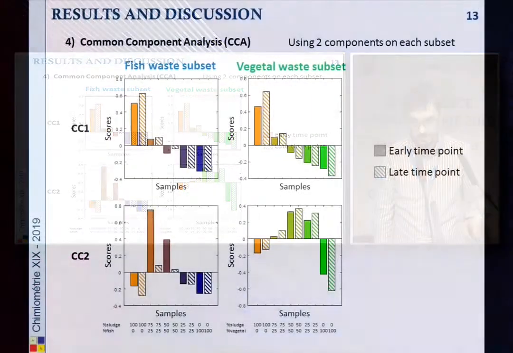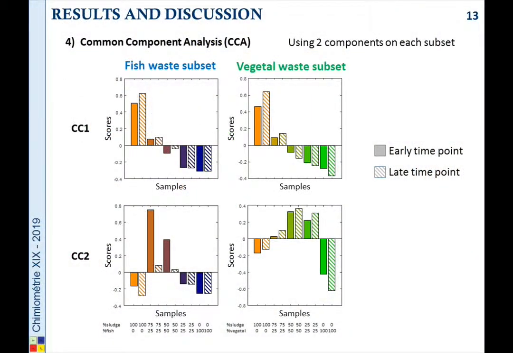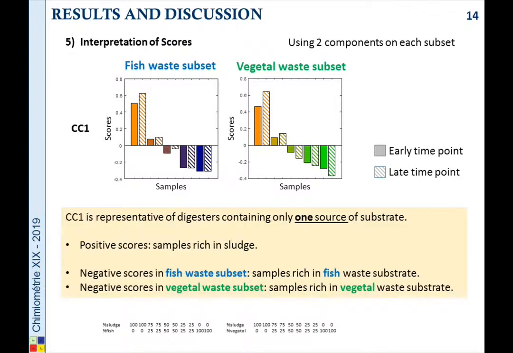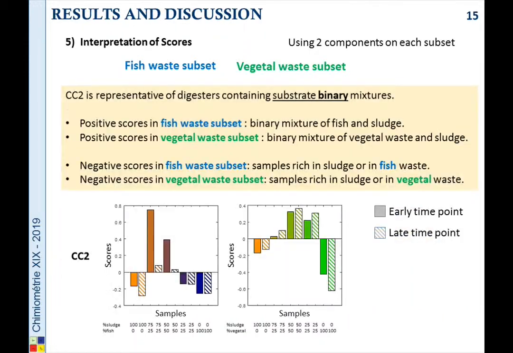We perform the CCA approach in the two subsets, and we observe that these two CCA analyses only reveal two interesting components. Since we have observed that the score distribution is quite similar for the two subsets, I'm going to explain the score distribution for the two subsets at the same time. For the first component, we will see that this component is representative of digesters containing only one source of substrate.